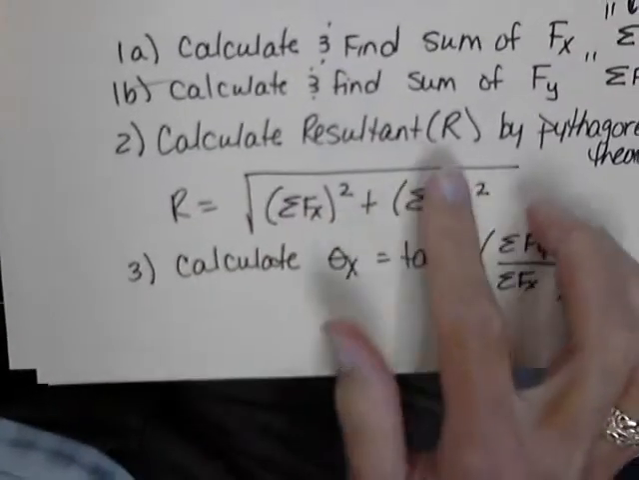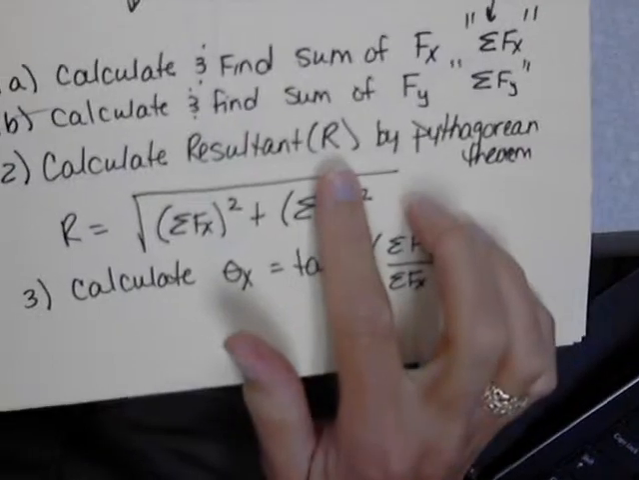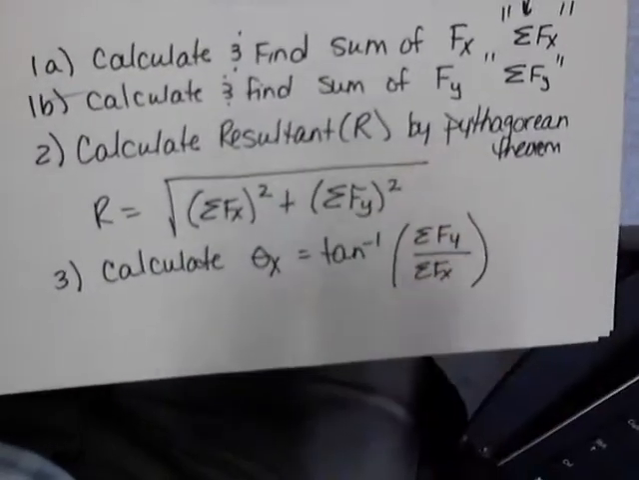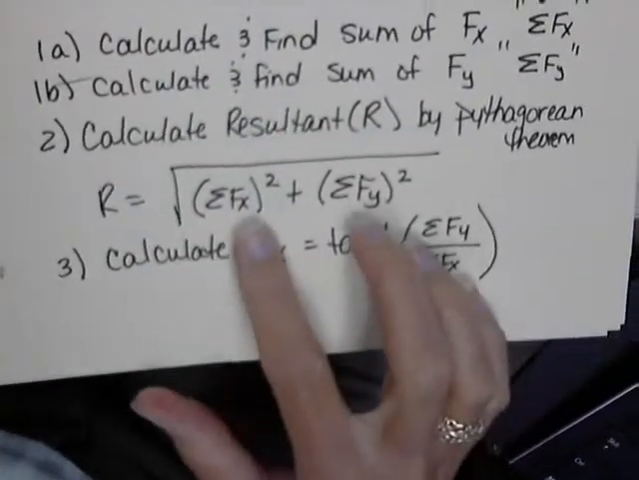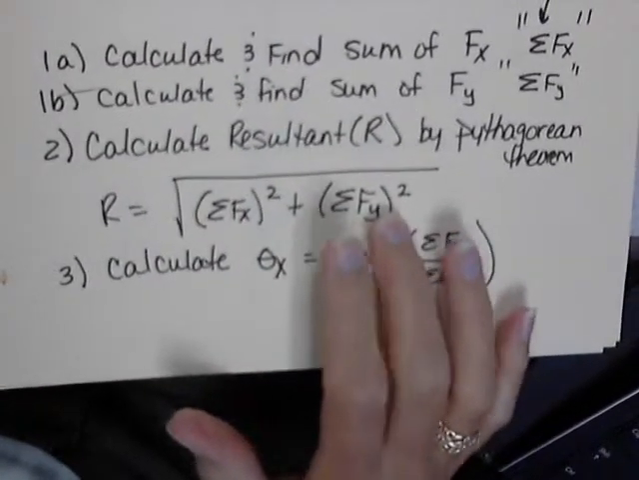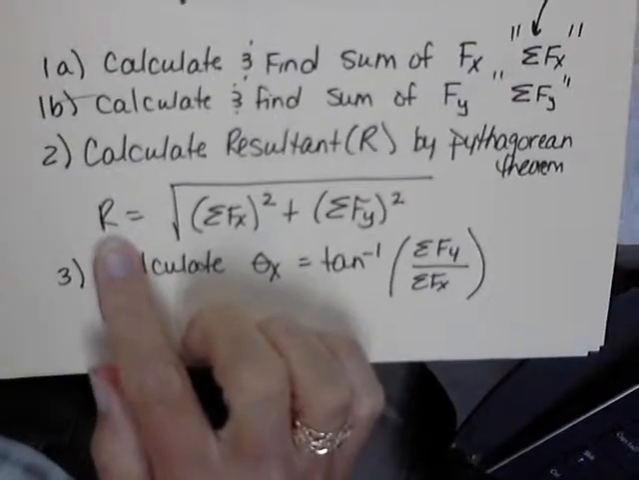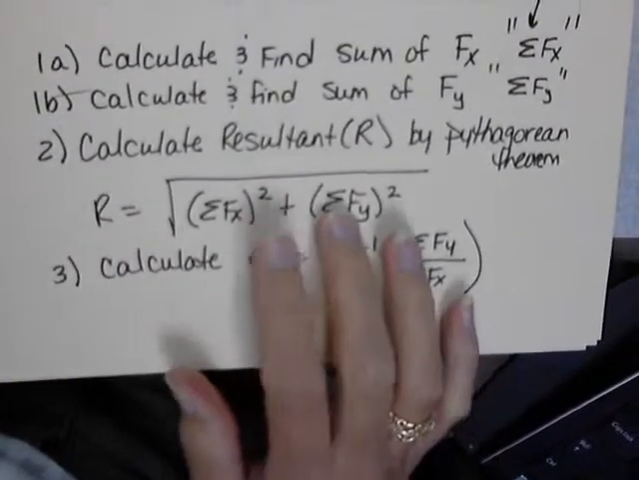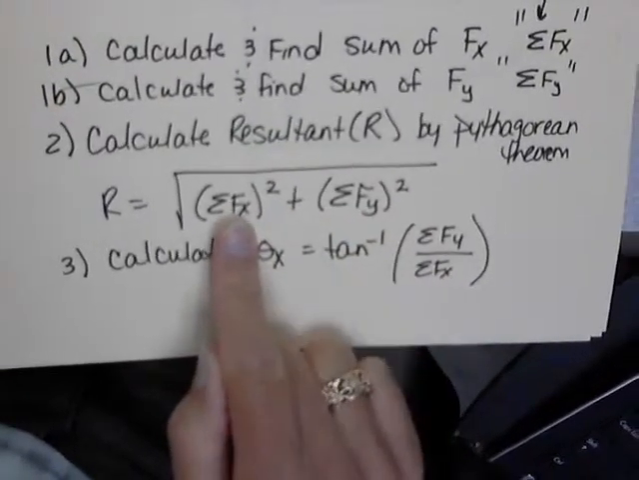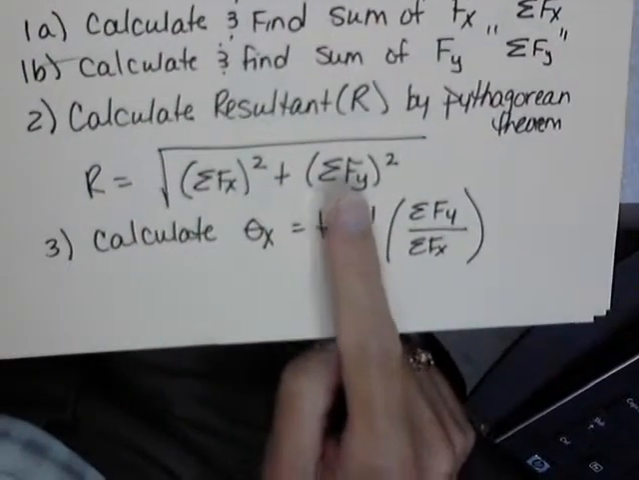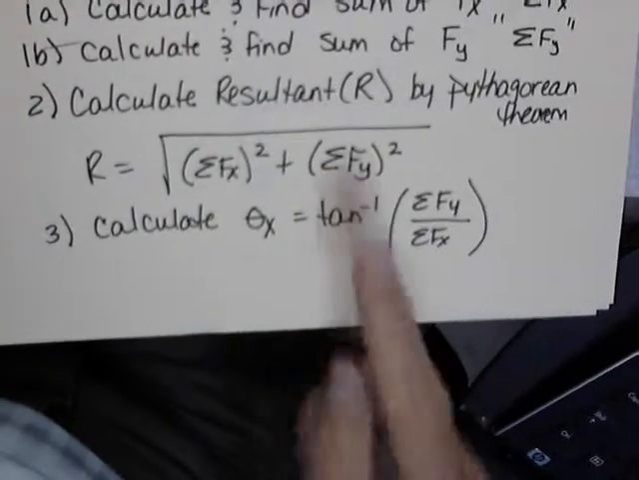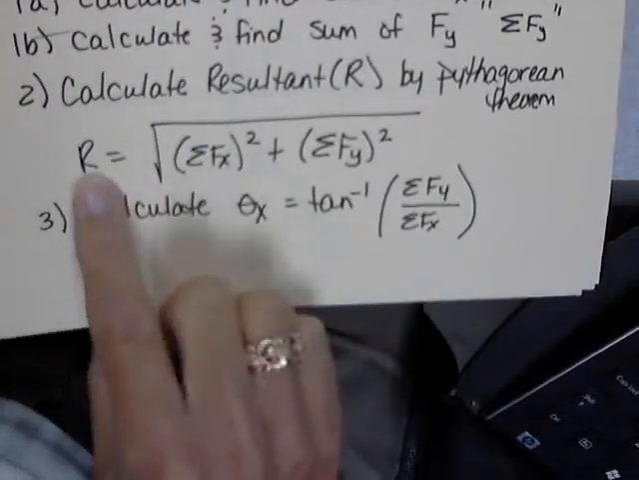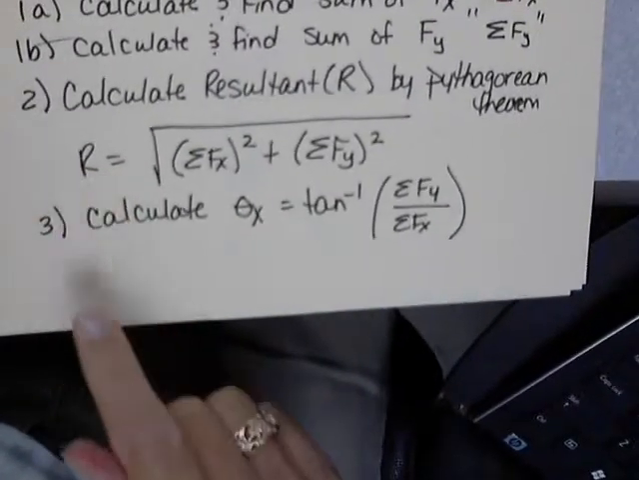Then we want to go ahead and calculate our resultant, which is capital R in your book. Again, think about the Pythagorean theorem. You've got horizontal components and you've got vertical components. How do you find your resultant or your hypotenuse of a triangle? If you know the horizontal and vertical, you're going to take the square of the sum of the forces in the horizontal and add it to the square of the sum of the forces in the vertical and take the square root. That is the magnitude of your resultant.